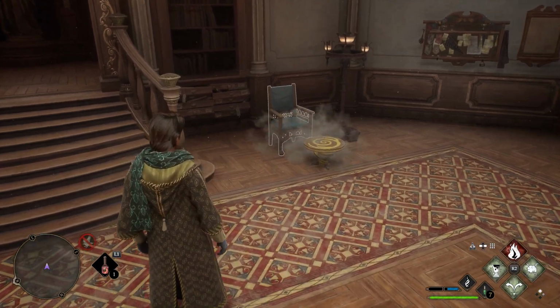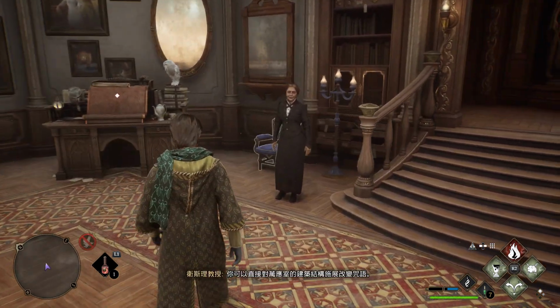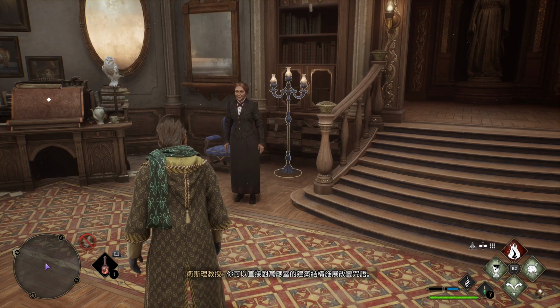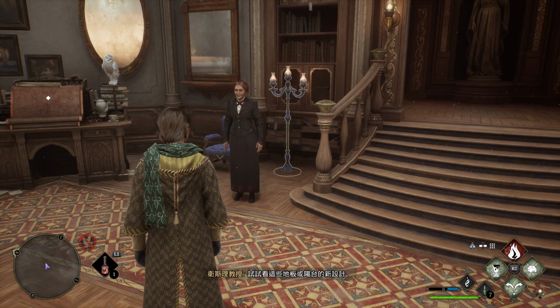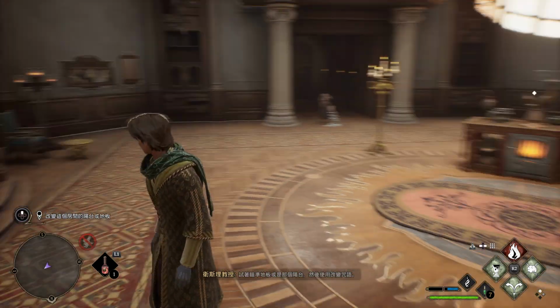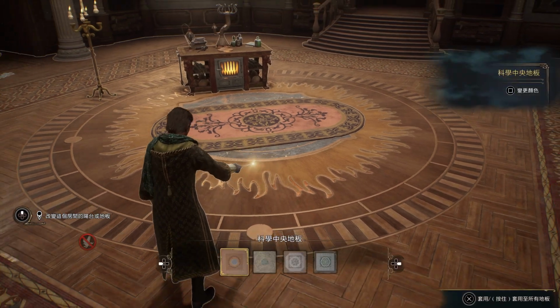Nicely done. Now you're ready for something a little more advanced. You can use the altering spell directly on the room's architecture. Try these new designs on the floor or balcony. Try aiming at the floor or at that balcony using the altering spell.